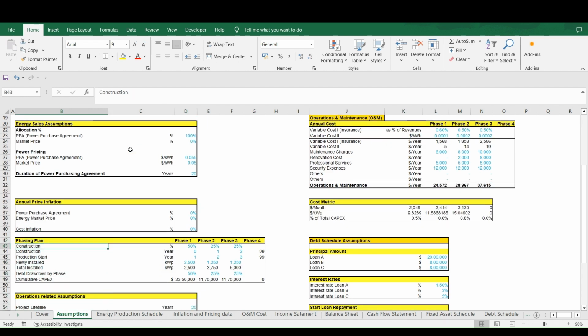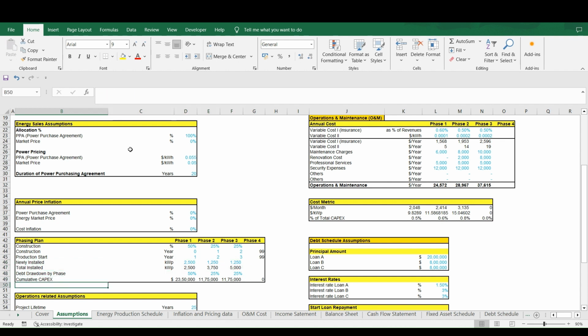Next, we have the phasing plan. It is like in what phase, how much of the plant will get constructed. So, we are assuming that there will be three phases mainly, and 50% of the plant will get constructed in the first phase, and 25 and 25% in the second and third phases, respectively. We are assuming in which year construction of a particular phase will start, then the second is for phase 2 and phase 3. And here we have the installed capacity in phase 1, 2, and 3. And then next is the total installed capacity up till now, so it's cumulative for the years.